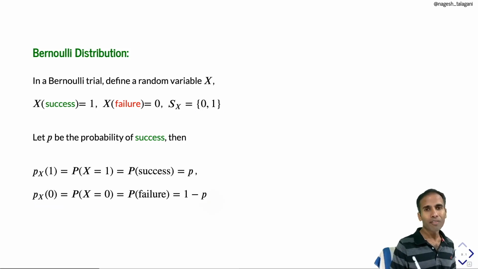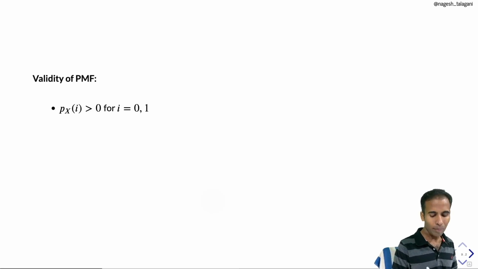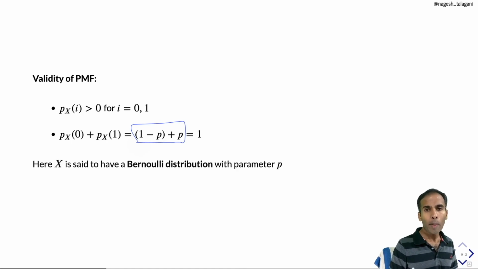We can easily verify the validity. You can see that the PMF values are positive at 0 and 1, because P_X of 0 is 1 minus p and P_X of 1 is p. Both are positive, and both these PMF values add up to 1, because 1 minus p plus p equals 1. So this is a valid probability mass function. Here X is said to have Bernoulli distribution with parameter p, where p is the probability of success. Okay, fine.